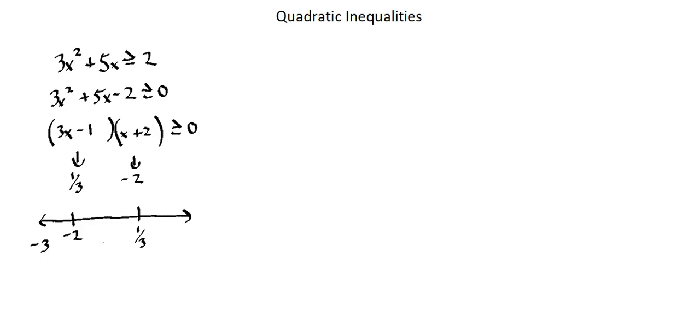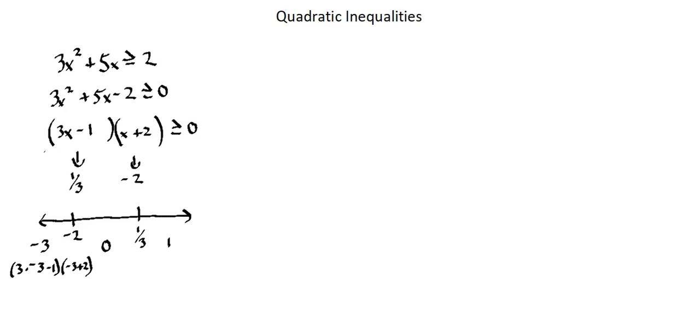Something between -2 and 1/3, we can use 0. And something greater than 1/3, we can use 1. Now let's input these test values into the equation and see what output we get. And I'm going to use the factored version of the equation in my analysis. So 3x minus 1 is 3 times -3 minus 1, times x plus 2, -3 plus 2.